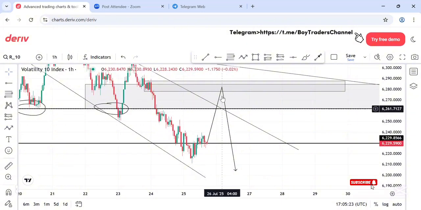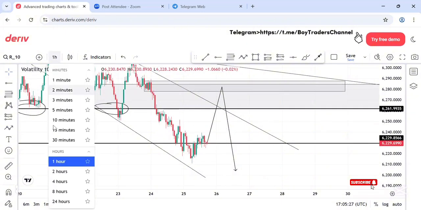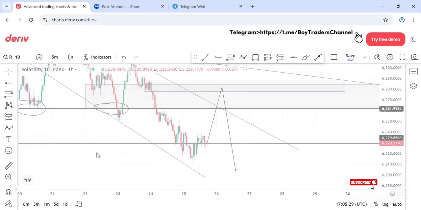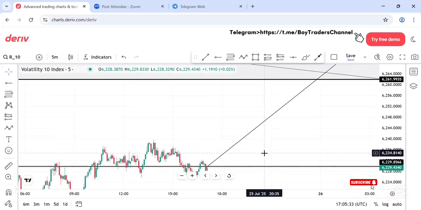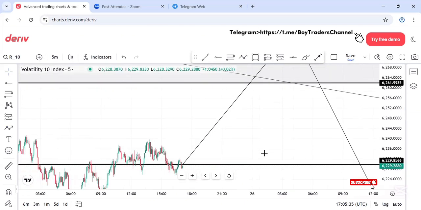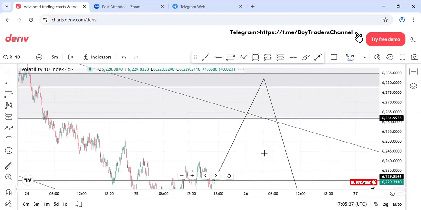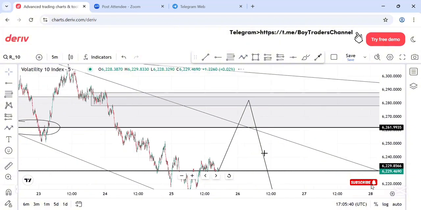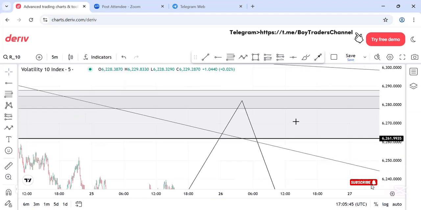So confirmations you have to look out for inside of this area is a reversal pattern formation, maybe on the 5 minutes time frame or on the 15 minutes time frame. We'll look out for a reversal pattern formation, and we are currently on the 5 minutes time frame, so we have to patiently wait for price to push up to this area, then we'll look out for confirmations.